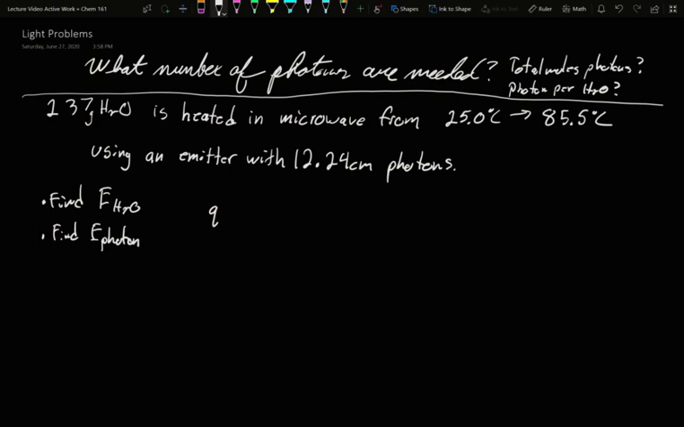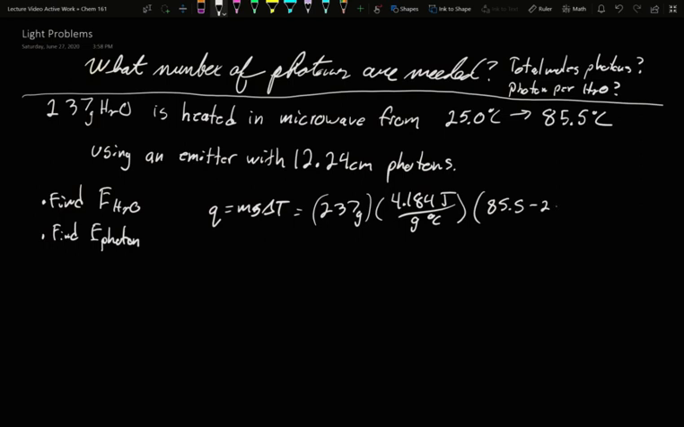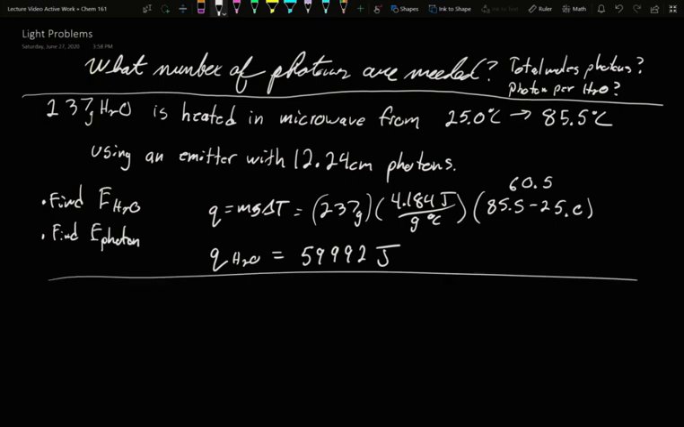I've got water, it heats up, so Q equals ms delta T. I've got 237 grams of water, my S value for water, 4.184 joules per gram degrees Celsius, and a temp change of 85.5 minus 25.0 for 60.5. Our energy for the water, 59,992 joules. So I have my energy for my water.